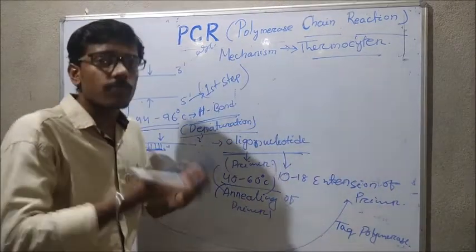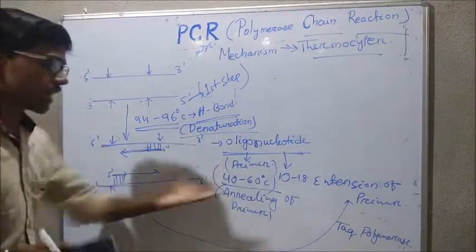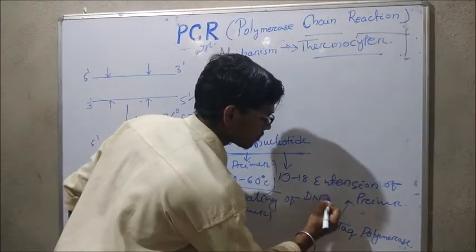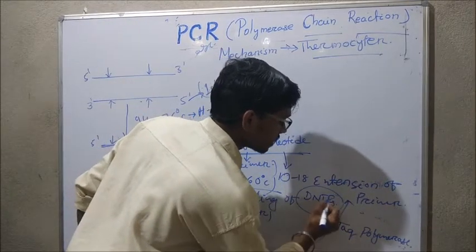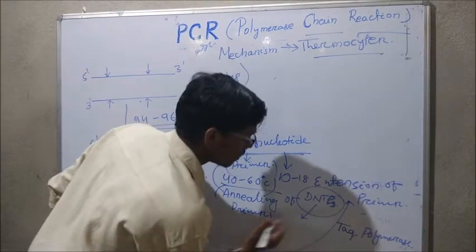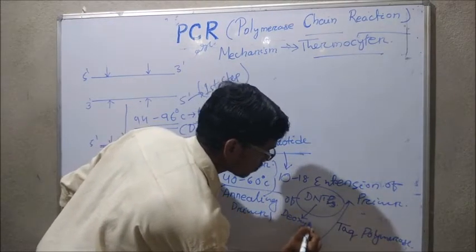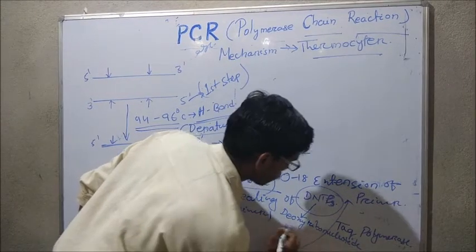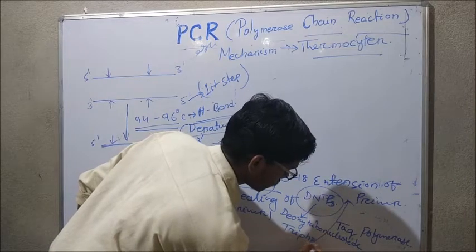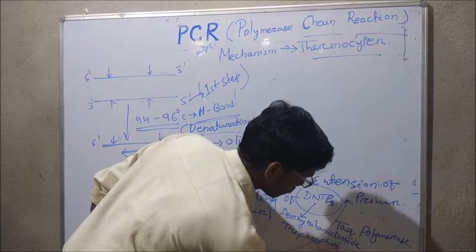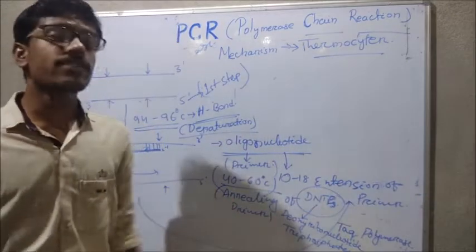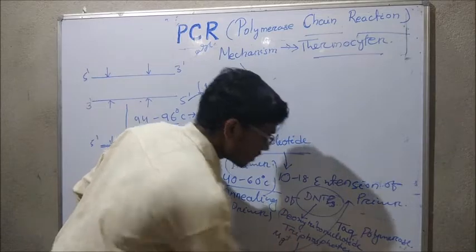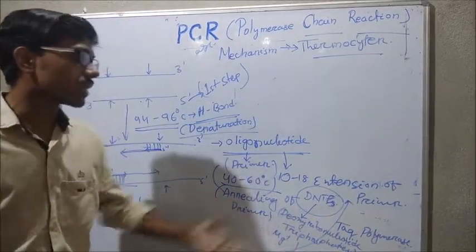Okay, and other raw materials which we will require during this extension of primer, that is your dNTPs. Okay, what is the dNTPs? That is deoxyribonucleotide triphosphates. Okay, deoxyribonucleotide triphosphates, as well as we also require magnesium ion. Okay, these are the requirement or the raw materials for the extension of primer.